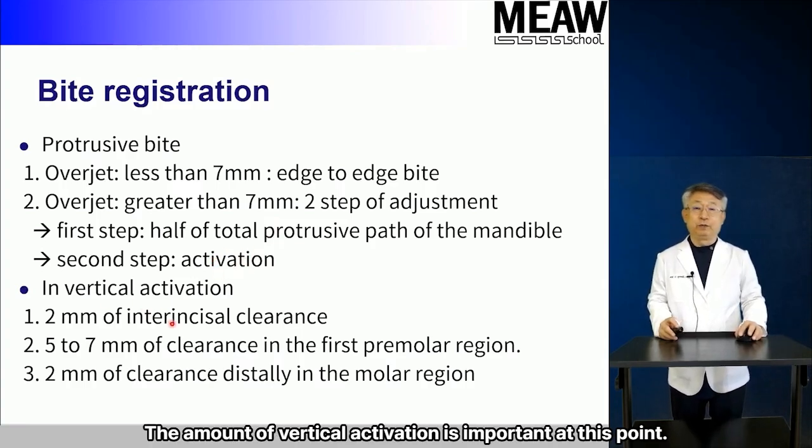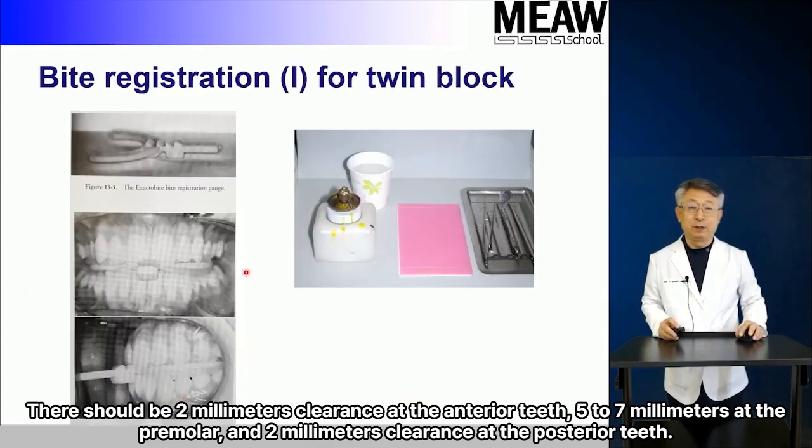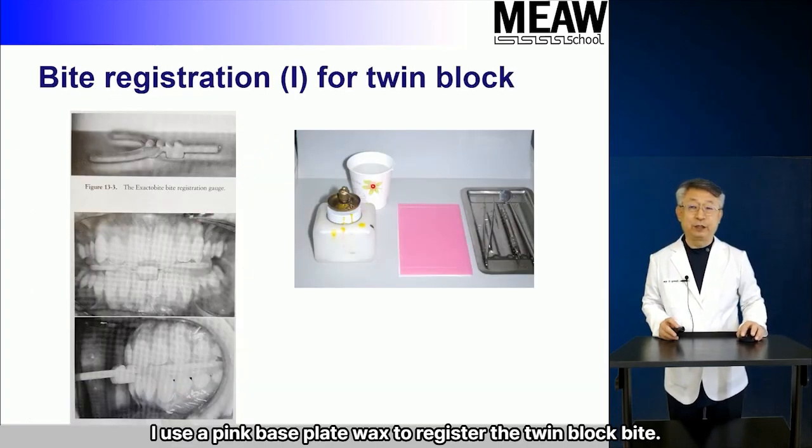The amount of vertical activation is important at this point. There should be 2 millimeters clearance at the anterior teeth, 5 to 7 millimeters at the premolar, and 2 millimeters clearance at the posterior teeth. I use a pink base plate wax to register the twin block bite.